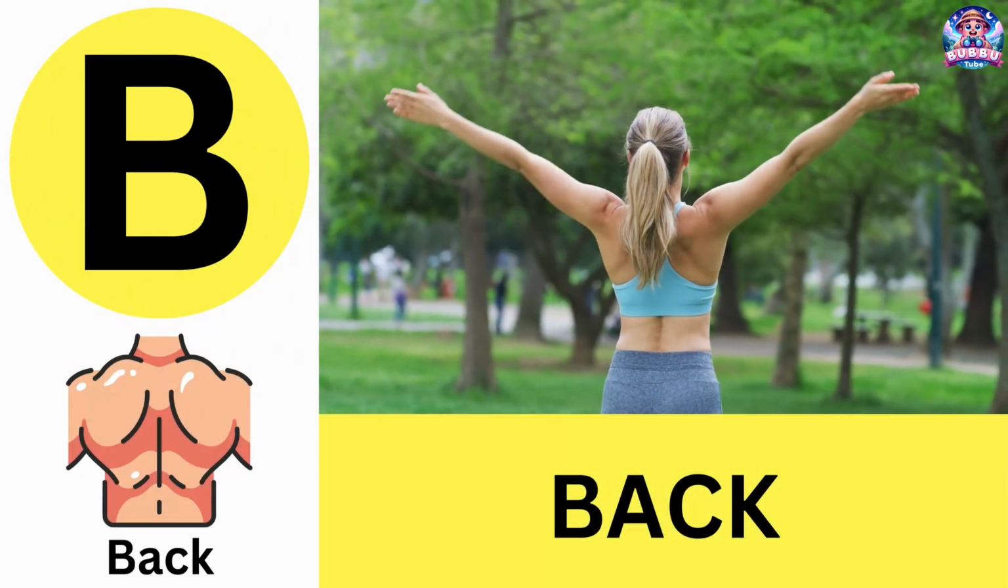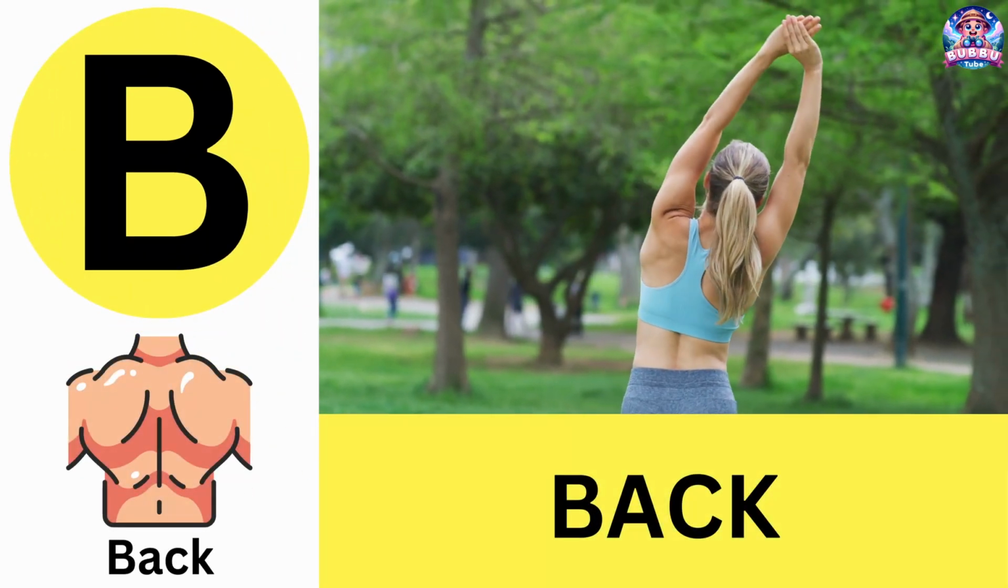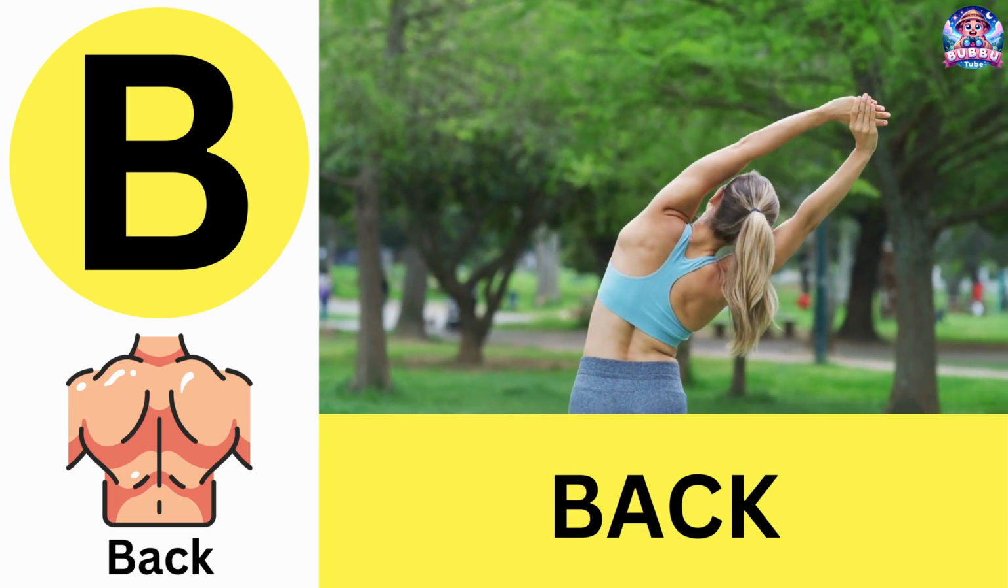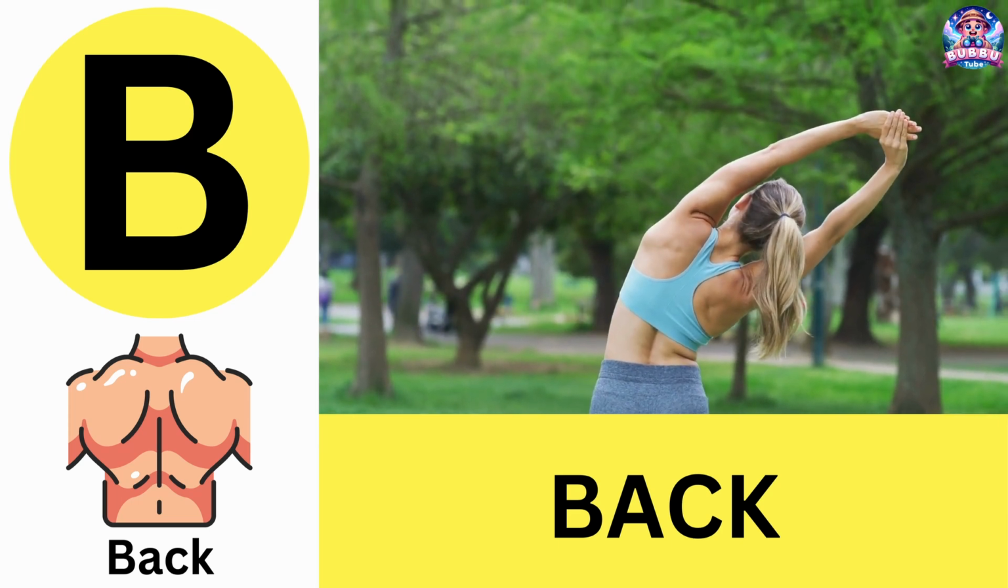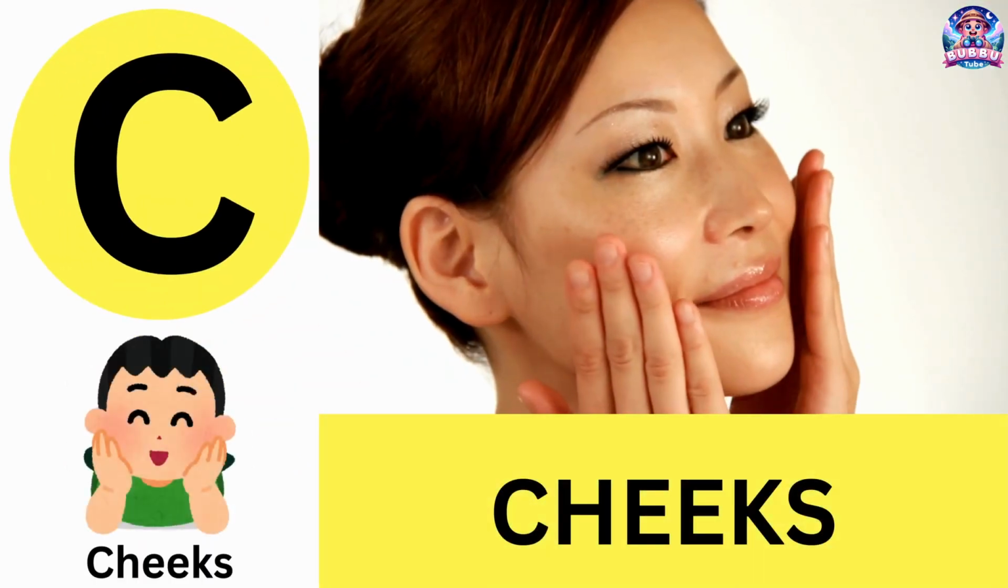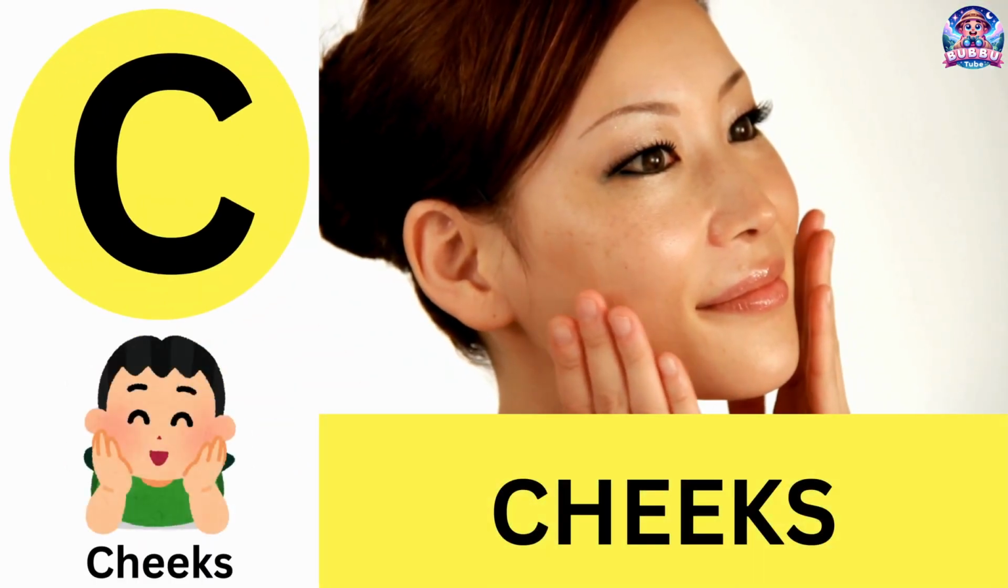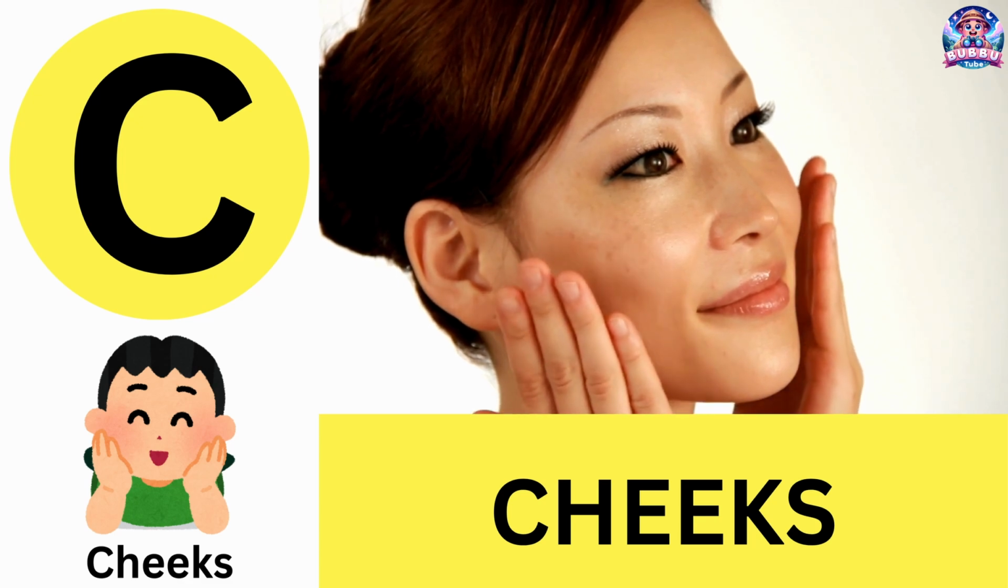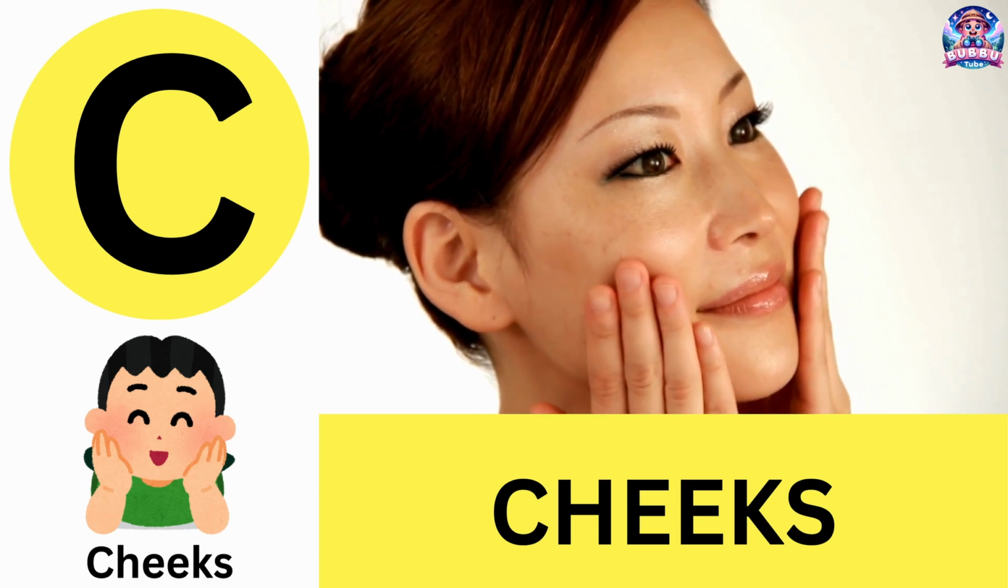B. B is for back. Our back keeps us standing tall and strong. Back. C. C is for cheeks. Cheeks get rosy when we smile or laugh. Cheeks.